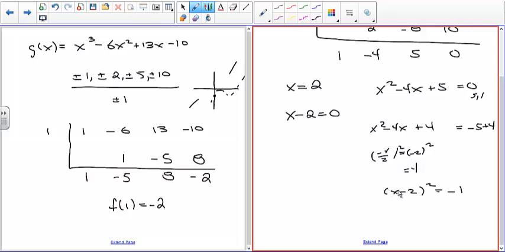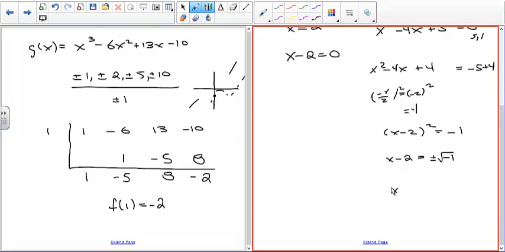Well, we're in trouble because that's negative. So that says we have no real zeros. But we need to come up with the complex zeros. So what we do is we take the square root. So you'd have plus or minus the square root of negative 1, which would be plus or minus i. So the square root of negative 1 is i. Add 2 to both sides, so you get 2 plus or minus i.